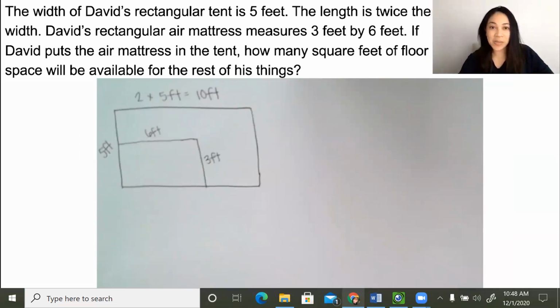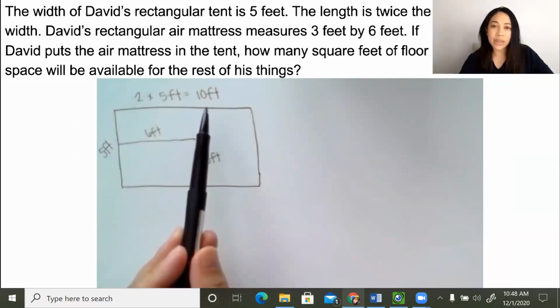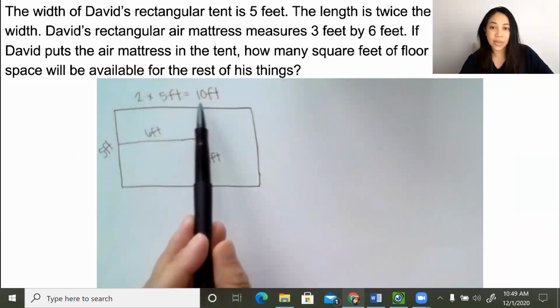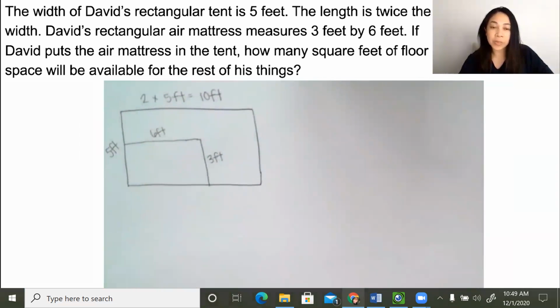Take a moment now to compare your model with mine. Here you can see in my drawing, I labeled the length of David's tent as 10 feet. How did I figure that out? We know its length is twice its width. So I multiplied 2 times 5 feet, and that equals 10 feet.